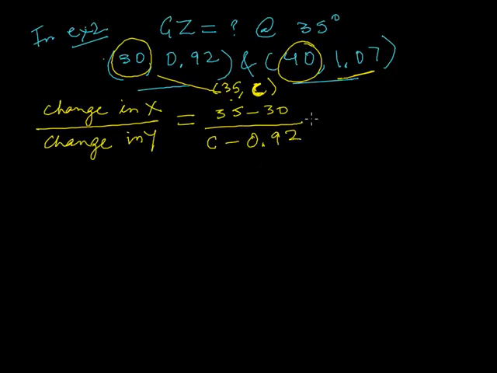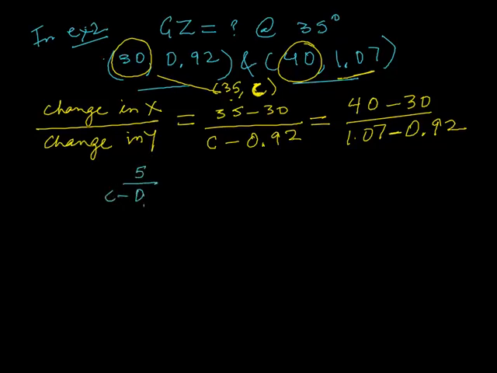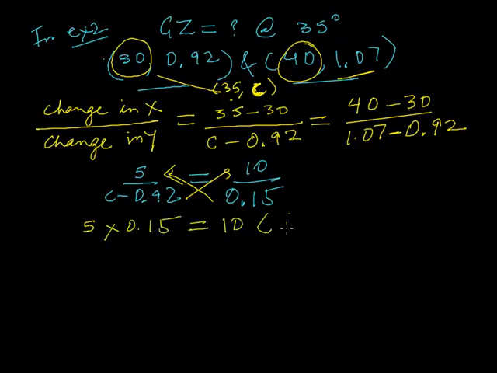So if we set it up like 35 minus 30 divided by C minus 0.92, this will be equal to 40 minus 30, that is the change in x again, divided by the change in y, or the righting levers, 1.07 minus 0.92. If we do the simplifications, we get 5 over C minus 0.92 equals 10 over 0.15. Now we can use cross multiplication, and we can do that because there is one ratio equal to another ratio. There's nothing else in the equation. Cross multiplying, we get 5 times 0.15 equals 10 times C minus 0.92.